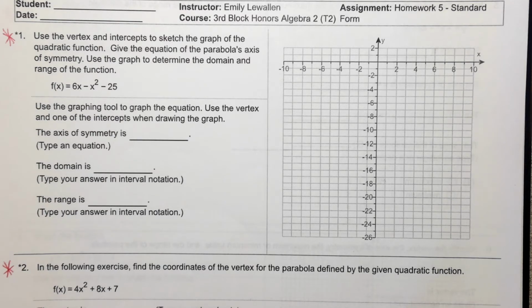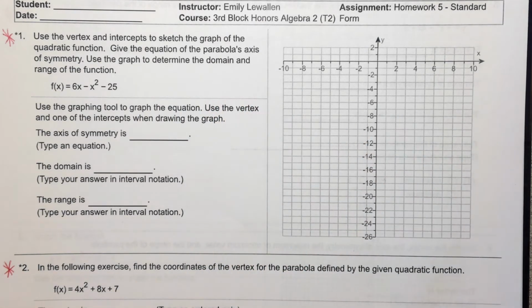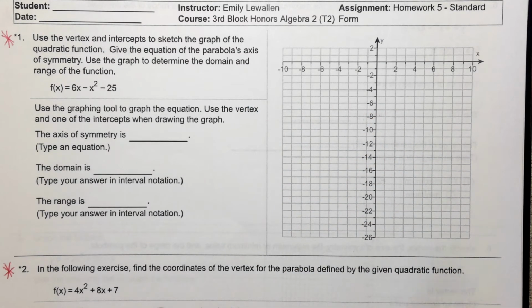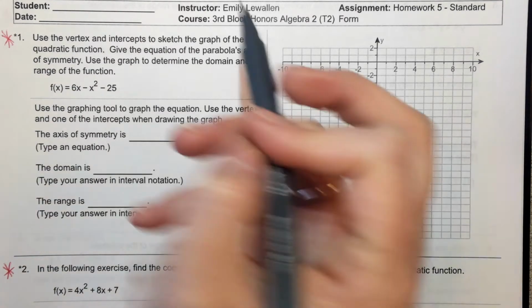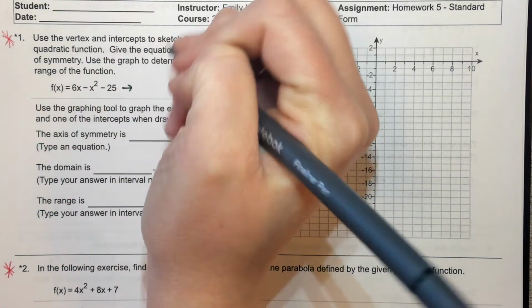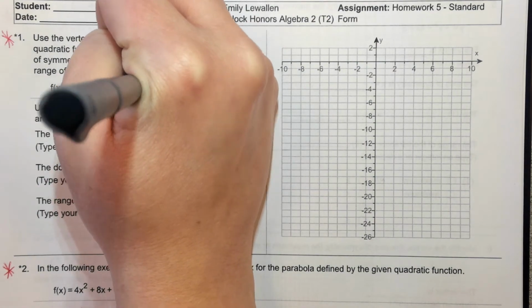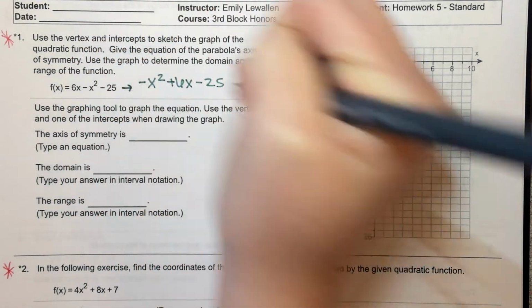All right, so it says use the vertex and intercepts to sketch the graph, give the equation of the parabola's axis of symmetry, use the graph to determine the domain and the range. So we did all of that stuff yesterday with the vertex form. The only thing different here is it's in standard form. So look at what we're given. You might notice that this is not in the correct order, so I need to change everything around. It's negative x squared plus 6x minus 25.